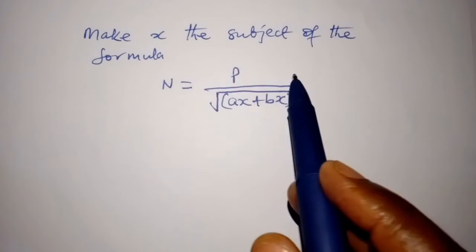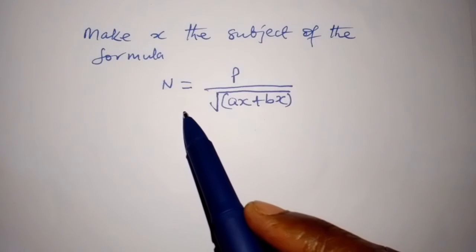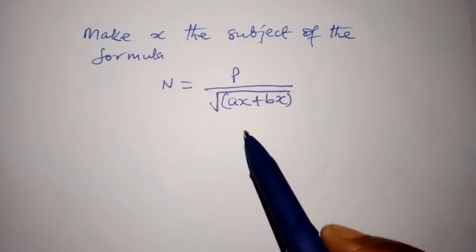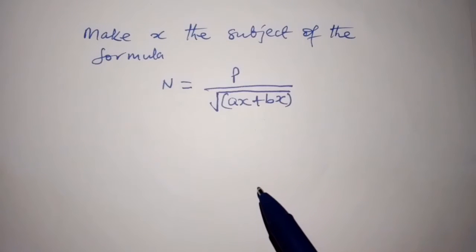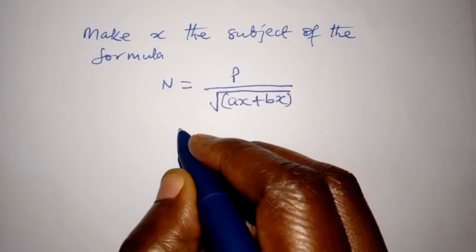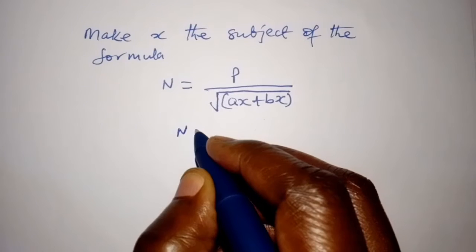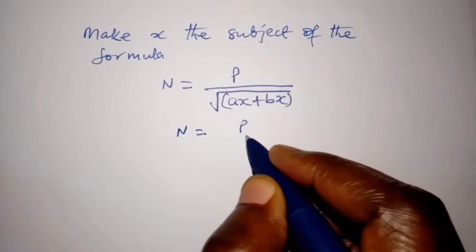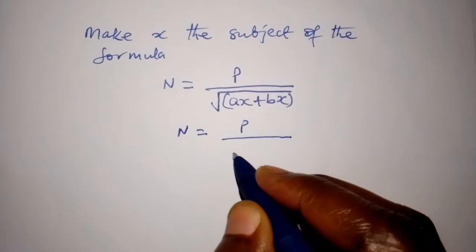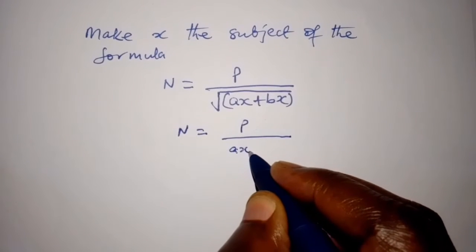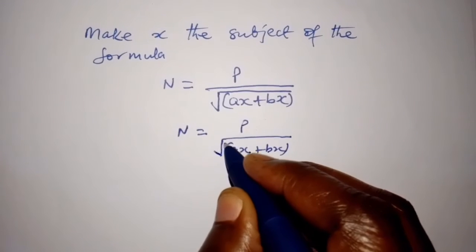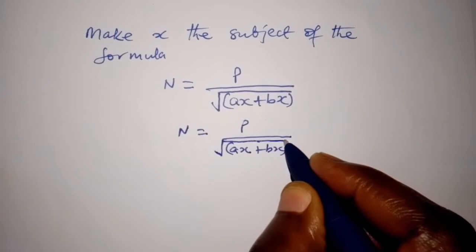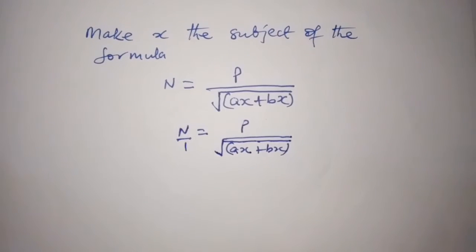Make x the subject of the formula: n is equal to p over square root of ax plus bx. We can write this as n is equal to p over square root of ax plus bx. N over 1. We can cross multiply.